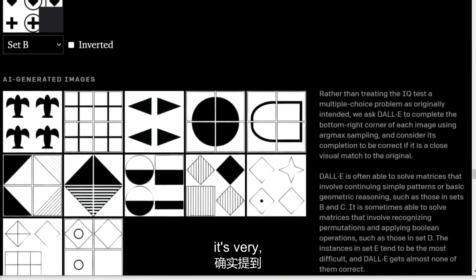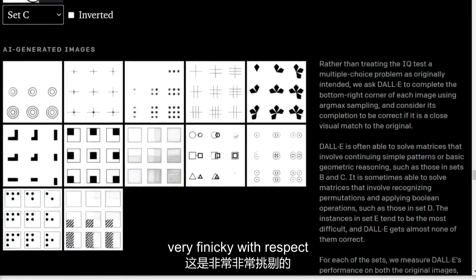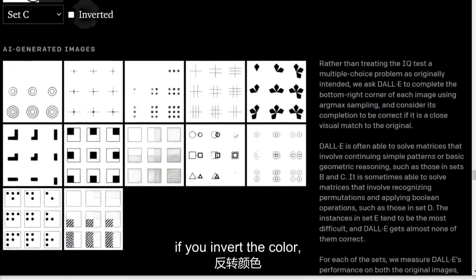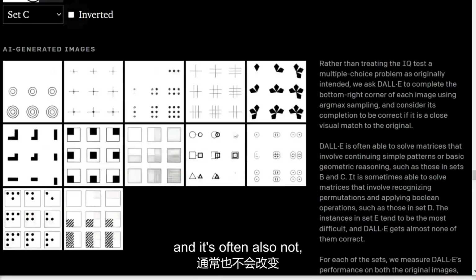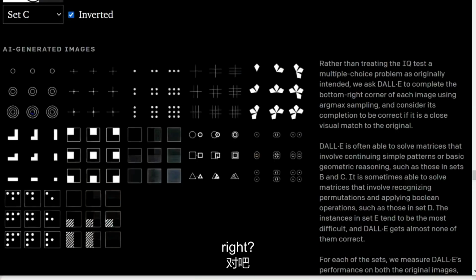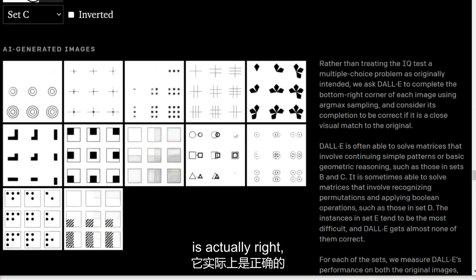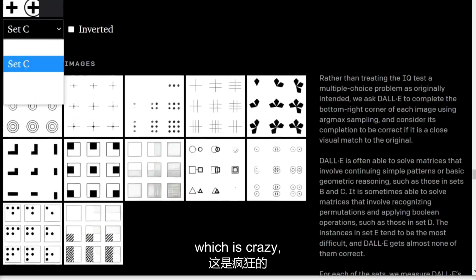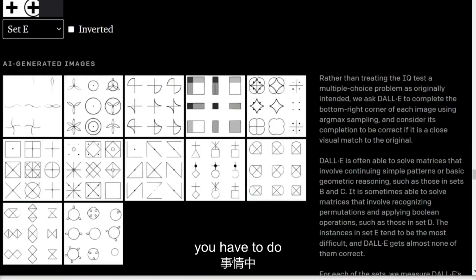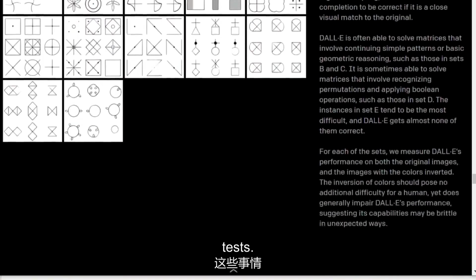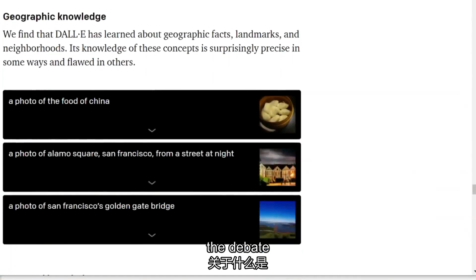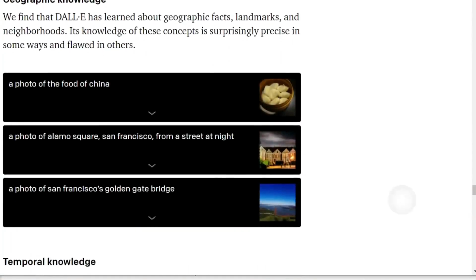However, they do mention it's very, very finicky with respect to, for example, whether or not you invert the color. So if you look at the bottom right of any of these things, if I invert the colors, the output sort of changes, and it's often also not right. However, sometimes it is actually right, which is crazy, because in some of these things you have to do some crazy sort of inference that we usually do in IQ tests. So I don't know, the debate about what is intelligence goes on.